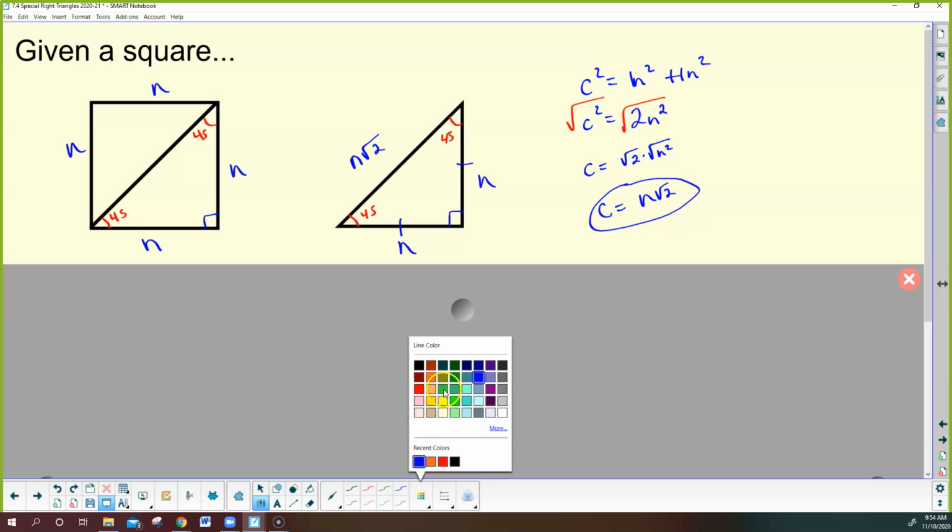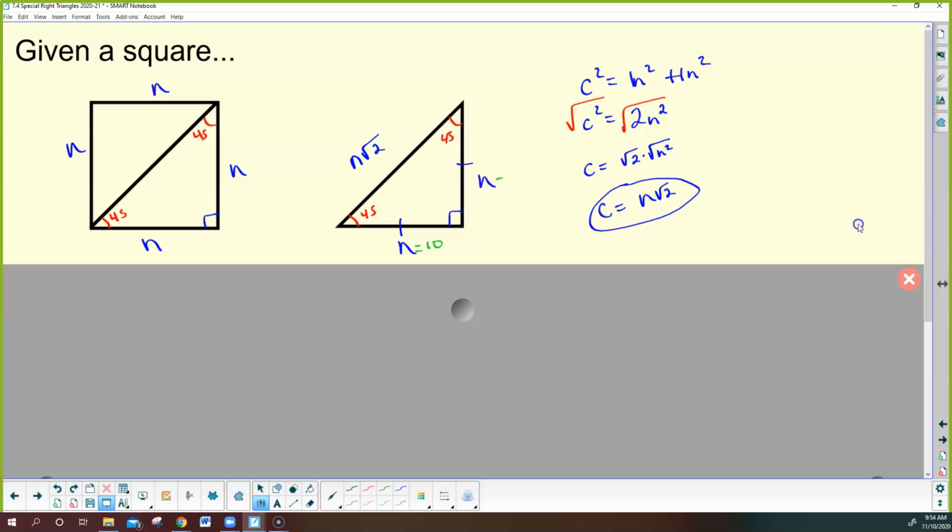But how do we use that? Well, what did we just have in our warm-up? Didn't we say this length was 10 and this length was 10? So then that automatically meant that the hypotenuse was 10 square roots of 2. Well, what if it's 18?